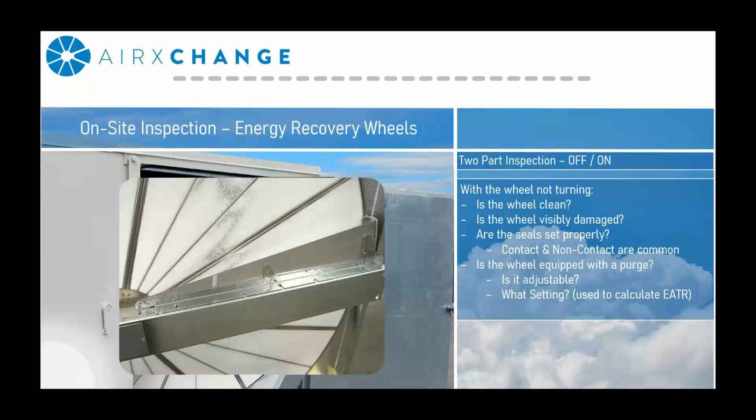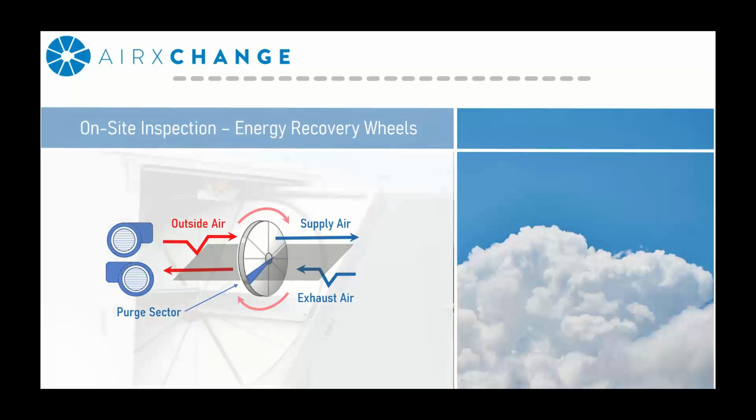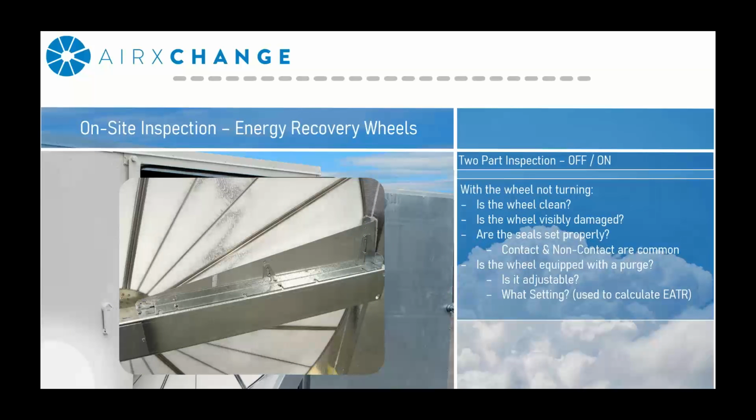And lastly, you're going to want to check to see if the wheel is equipped with a purge. Now, you might be asking yourself, what is a purge? So if you look at that image on the left, a purge is that little triangular wedge piece that you see there. Not every energy recovery wheel is equipped with a purge, and not every application requires it, to be honest with you. But that's what it looks like. You're going to want to take note whether it's a fixed plate purge or an adjustable purge. And you're going to want to take note of what setting it's at so that you can calculate your leakage correctly if that's what you're looking to accomplish.